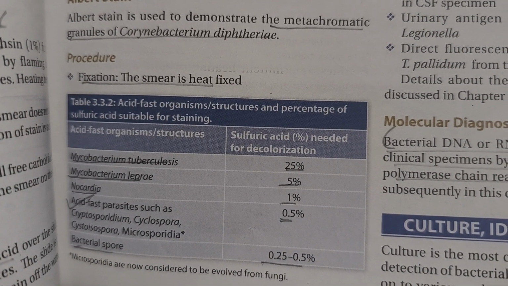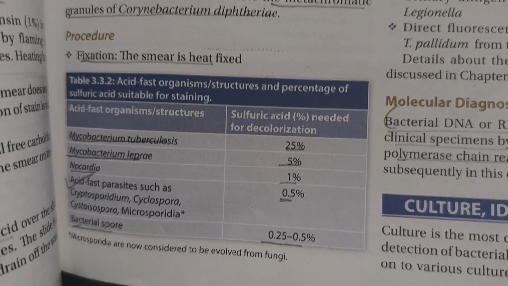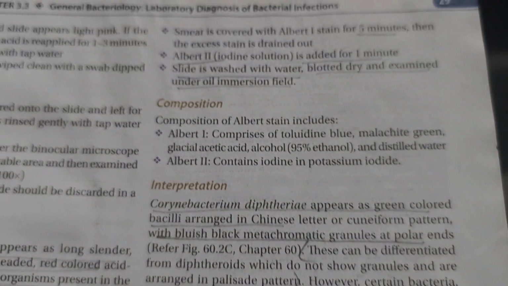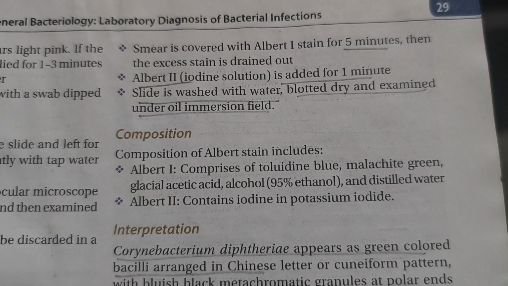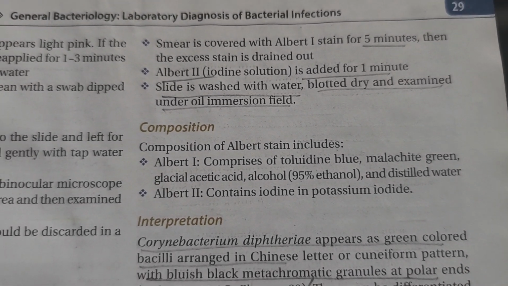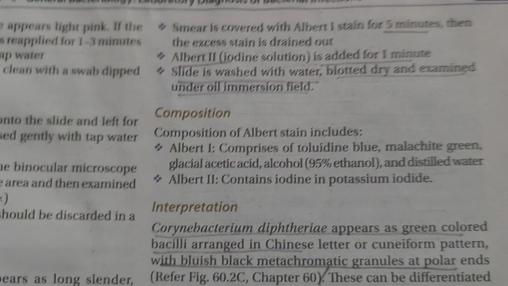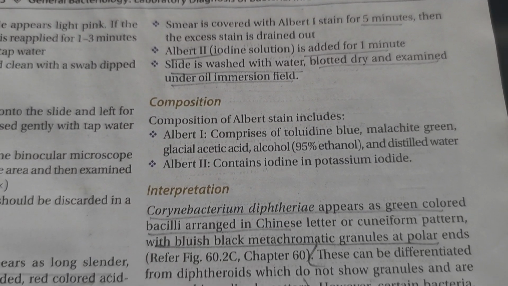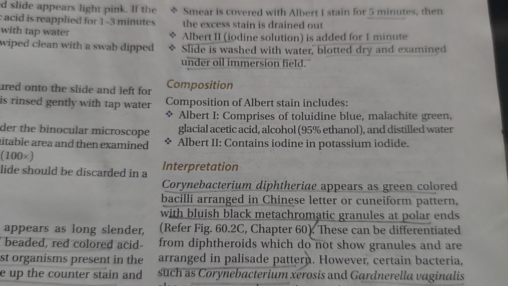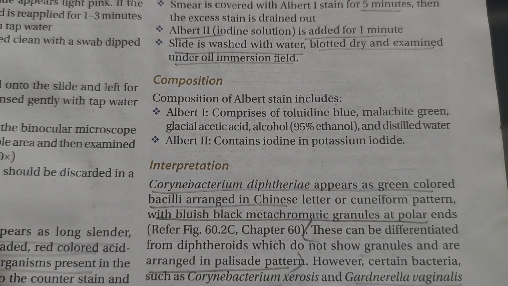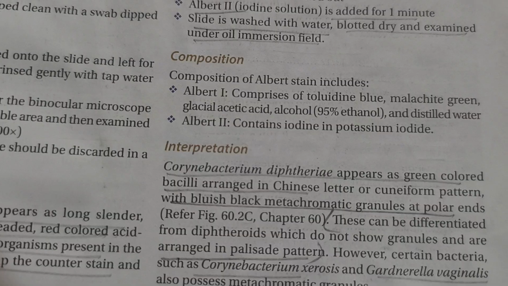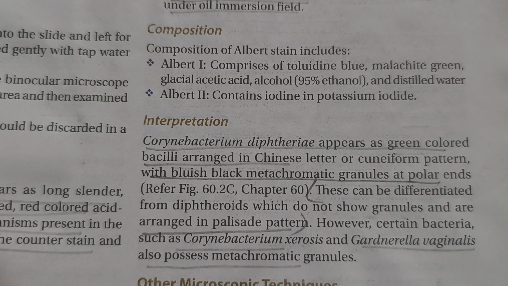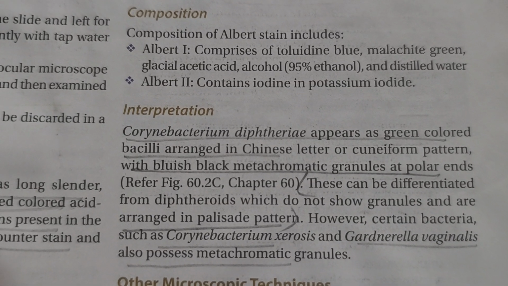The smear is heat fixed. The smear is covered with Albert 1 stain for 5 minutes, then the excess is drained out. Albert 2 iodine solution is added for 1 minute. The slide is washed with water, blotted dry and examined under the oil immersion field.